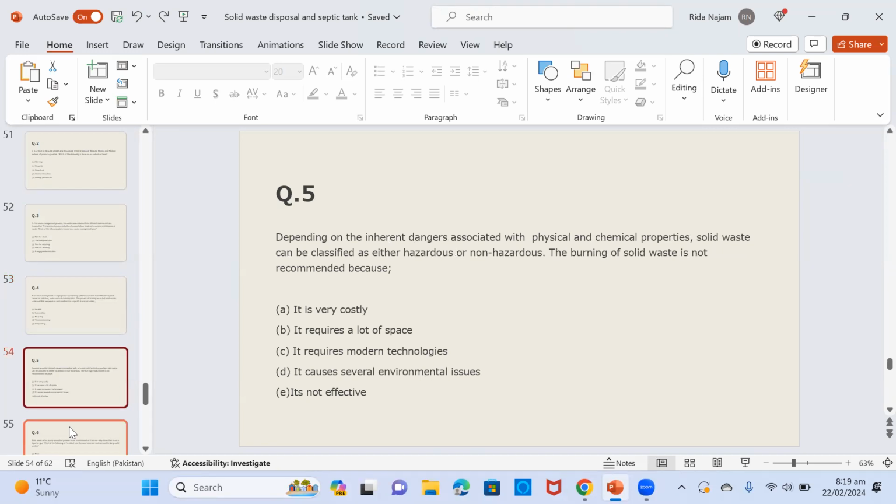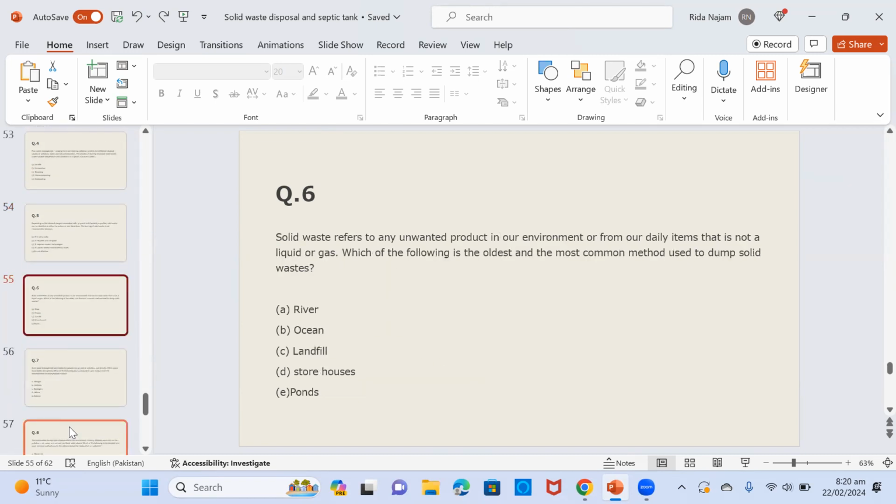Question 5. Depending on the inherent dangers associated with the physical and chemical properties, solid waste management can be classified as either hazardous or non-hazardous. The burning of solid waste is not recommended because A. It is very costly, B. It requires a lot of space, C. It requires modern technologies, D. It causes severe environmental issues, or E. It's not an effective method? C. No, the answer is D. It causes environmental issues because burning releases a lot of greenhouse gases.